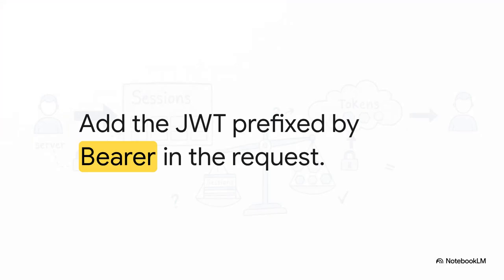And this brilliantly illustrates how we handle future requests. When the browser makes a new request, it doesn't automatically send a cookie. Instead, you, the developer, write a tiny bit of code to add that JWT into the request's authorization header. Specifically, it's prefixed by the word bearer. You're basically telling the server, hey, grant access to the bearer of this token.